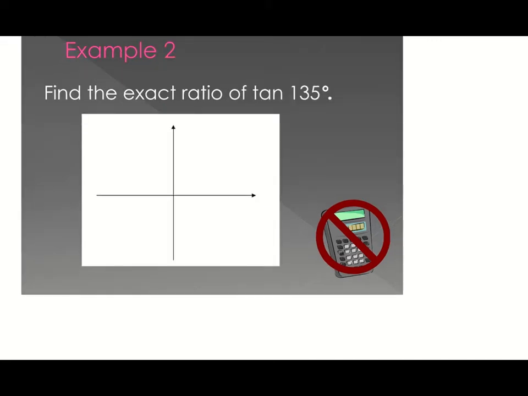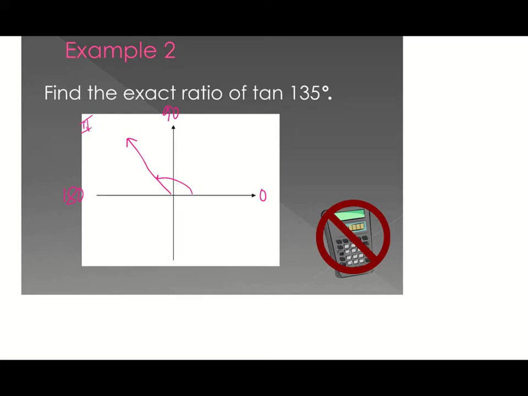So let's look at example 2. This says find the exact ratio of tangent of 135. So our first step is let's draw the angle 135. So I have 0, I have 90, I have 180. So now I know that 135 is going to fall between 90 and 180. So it's going to be in quadrant 2 here. So I'm going to draw that. So this angle here is 135.